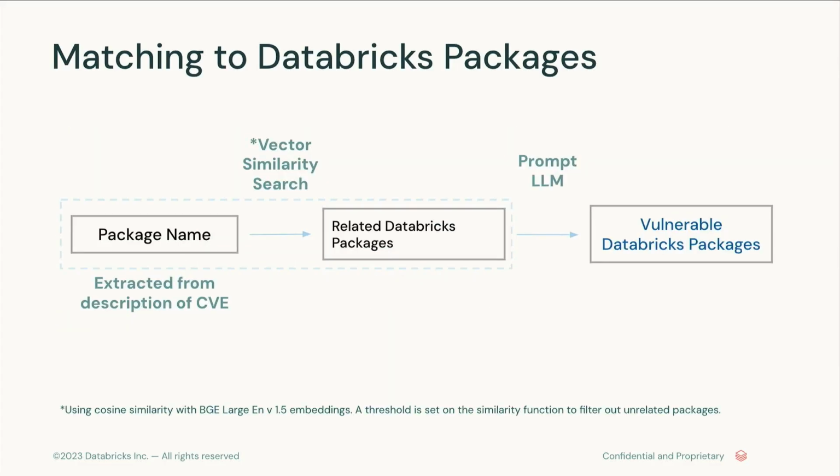So at a high level, how are we doing matching, right? First, whenever we get a library or a package name, this is extracted from the description of the CVE. We do a vector similarity search, and we get maybe the top 5 or 10 packages which are most similar to that CVE. Once we have this, we prompt the LLM to say which are the most vulnerable packages. Like, as I mentioned, the similarity might have said that a related Databricks package for IPython is CPython. But after this step, it will say, okay, even though CPython is similar, CPython is not vulnerable. So it would eliminate this at this step, right? So these are the different steps.